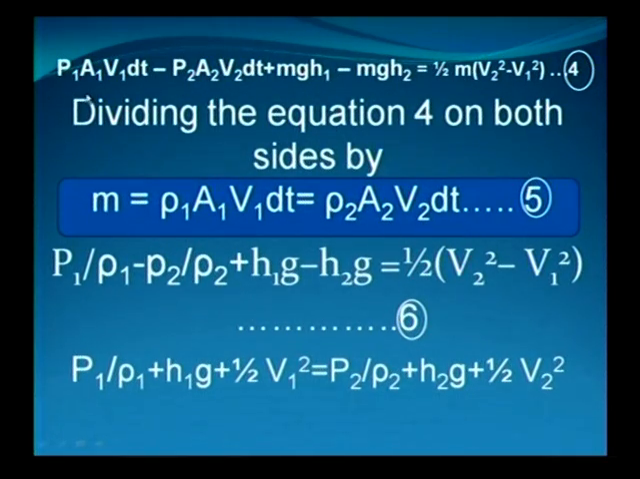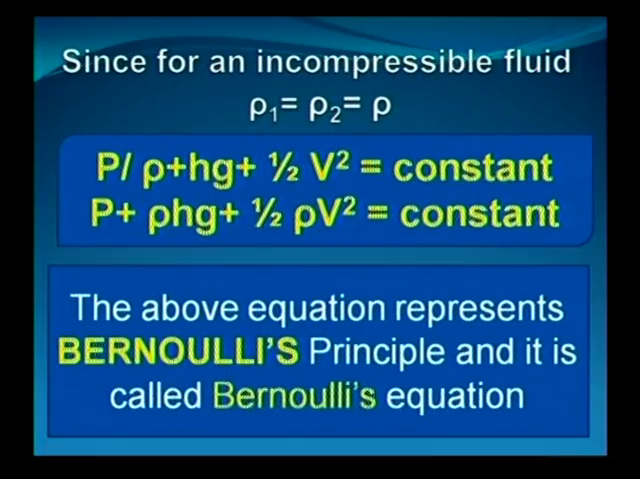If we divide equation 4 both sides by 5, then we get P1 by rho 1 minus P2 by rho 2 plus h1 g minus h2 g equals half into V2 square minus V1 square. Let it be equation number 6.